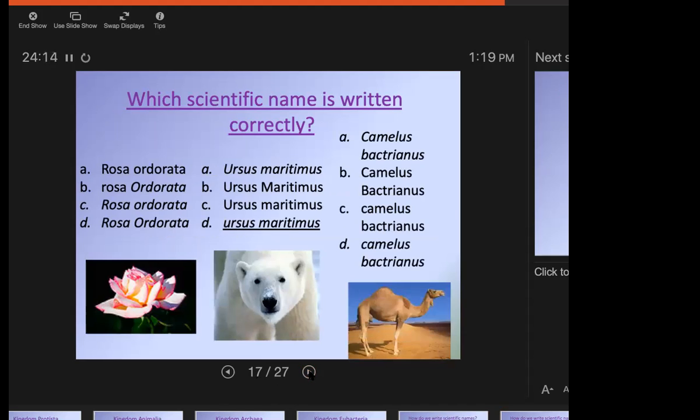So here are some examples. Here are three examples. You've got a rose, a specific species of rose. Rosaceae is actually a huge family, but we're talking about a specific type of rose here, a polar bear, and a Bactrian camel. Okay? So in that first row for the rose, which letter is correctly written as a scientific name?